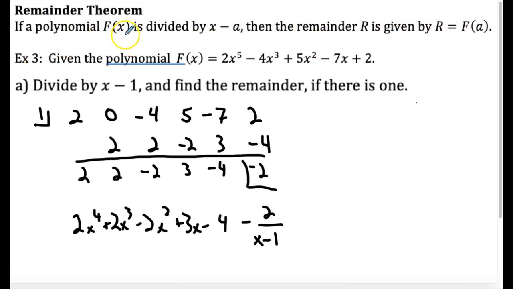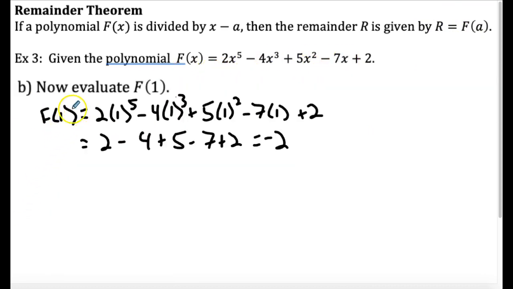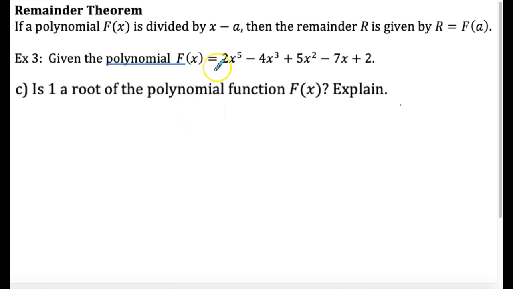If a polynomial is divided by x minus a, the remainder is given by r equals f of a. The remainder is whatever number we get when I plug this into the polynomial. So if I plug 1 into the polynomial, I get negative 2. That means that negative 2 is the remainder if I were to divide this polynomial by x minus 1. Kind of an interesting fact.